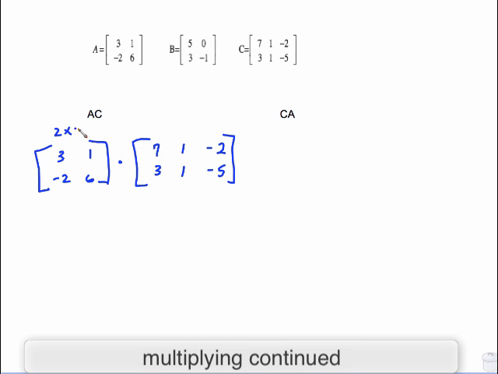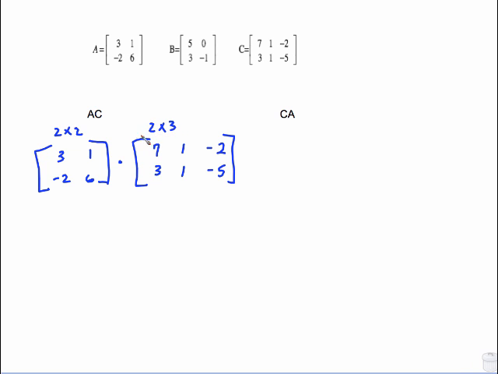This is a 2 by 2. This is a 2 by 3. The 2's match in the middle, which leaves me with a 2 by 3 answer matrix. That's 2 rows with 3 blanks in each row.